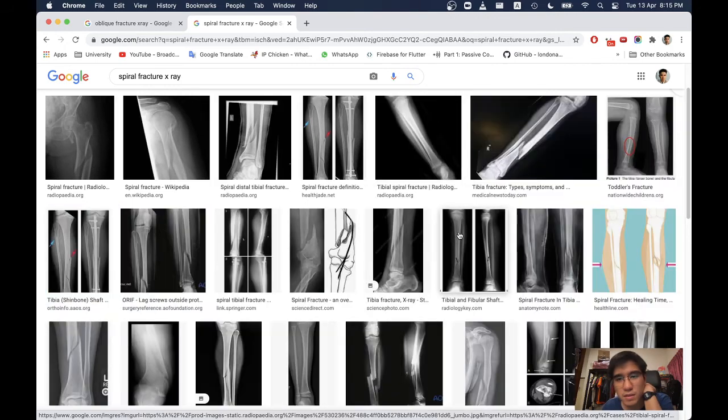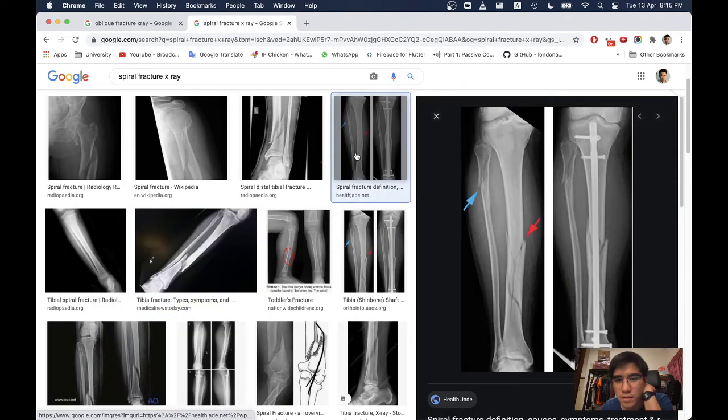Yeah, okay, I guess that's enough examples. This is a spiral fracture. So it goes from this side, goes to the other side, and comes back to the same side. Actually, this might be a comminuted fracture. Looks like more than 3 fragments. I don't know. So that's a spiral fracture.